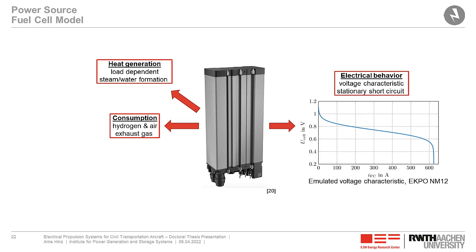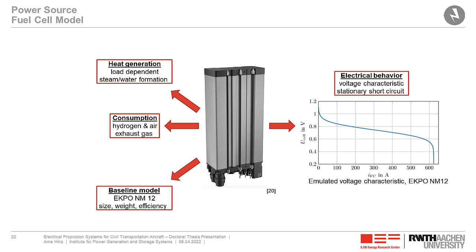This is a voltage characteristic of the ECPO NM12 fuel cell, which is the baseline model here. And we can also have some information about the stationary short circuit current. The baseline model is the ECPO NM12 in terms of size, weight, and efficiency, and this is a fuel cell from automotive application.